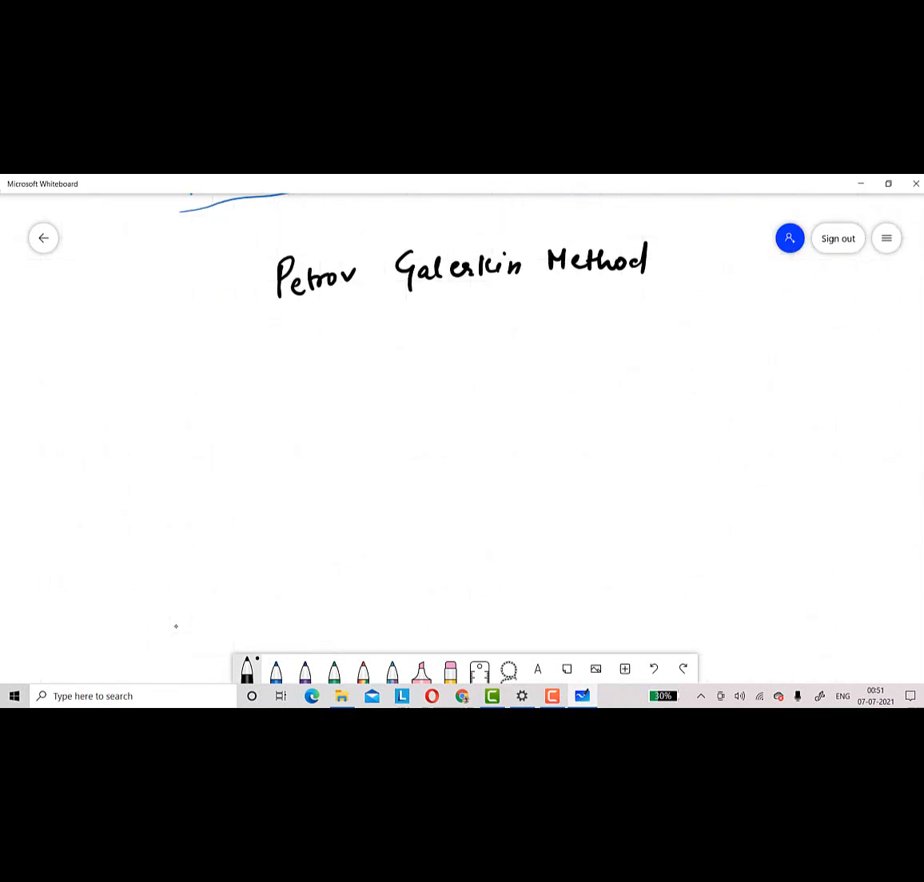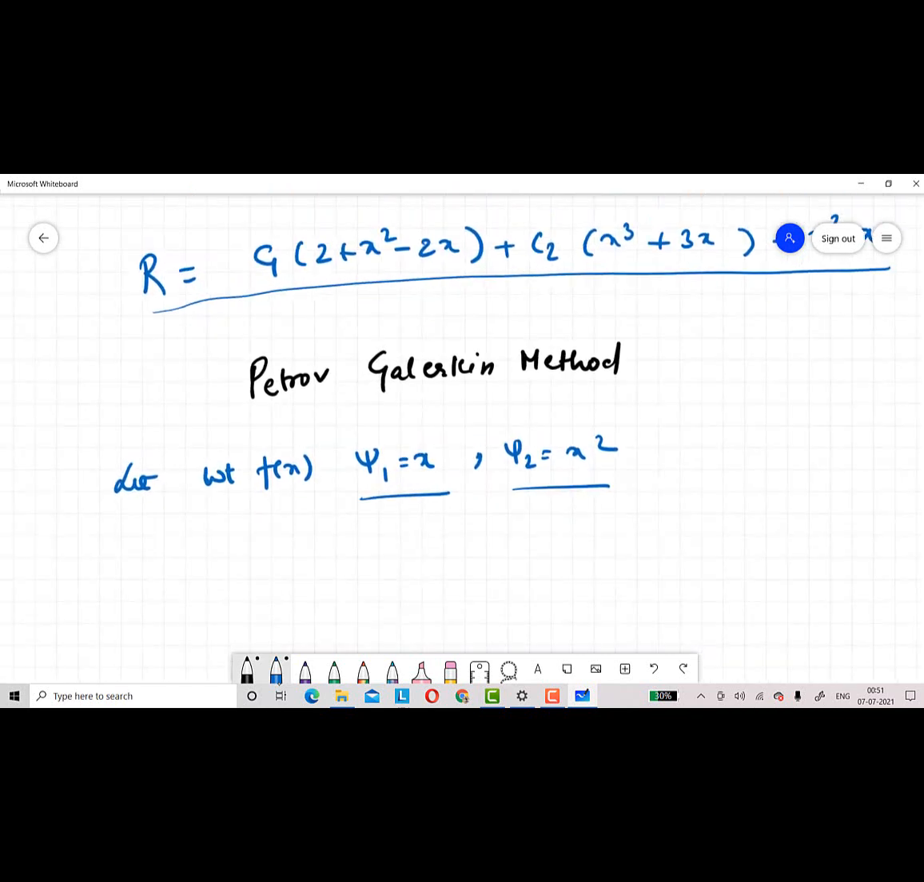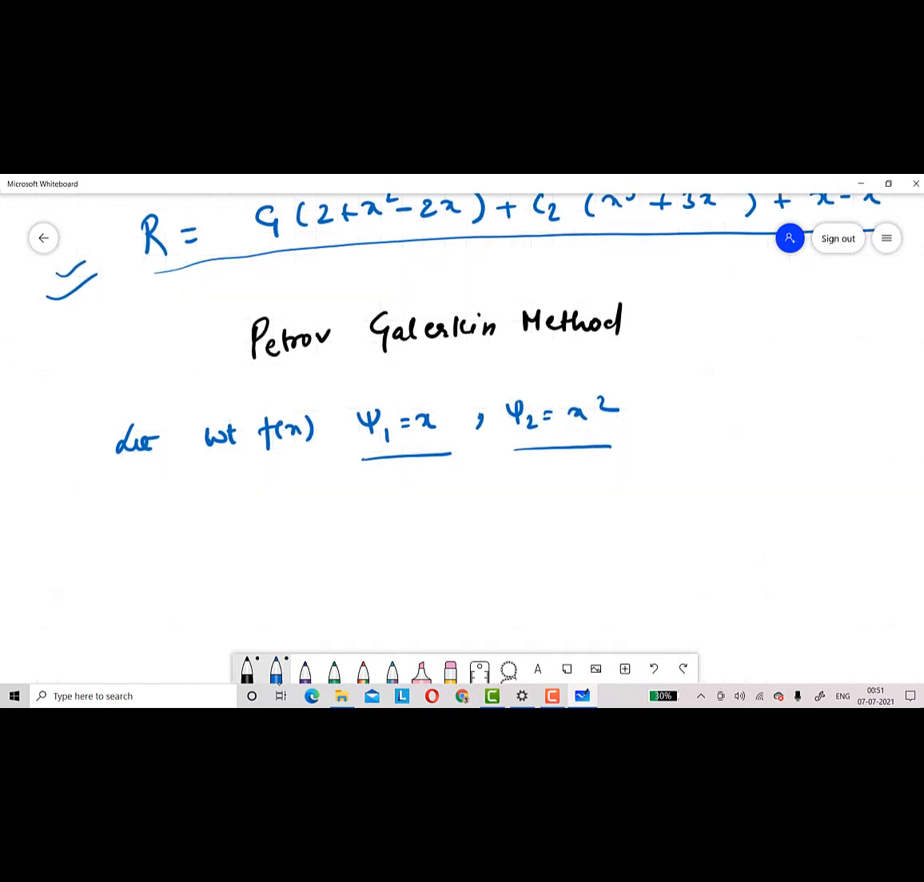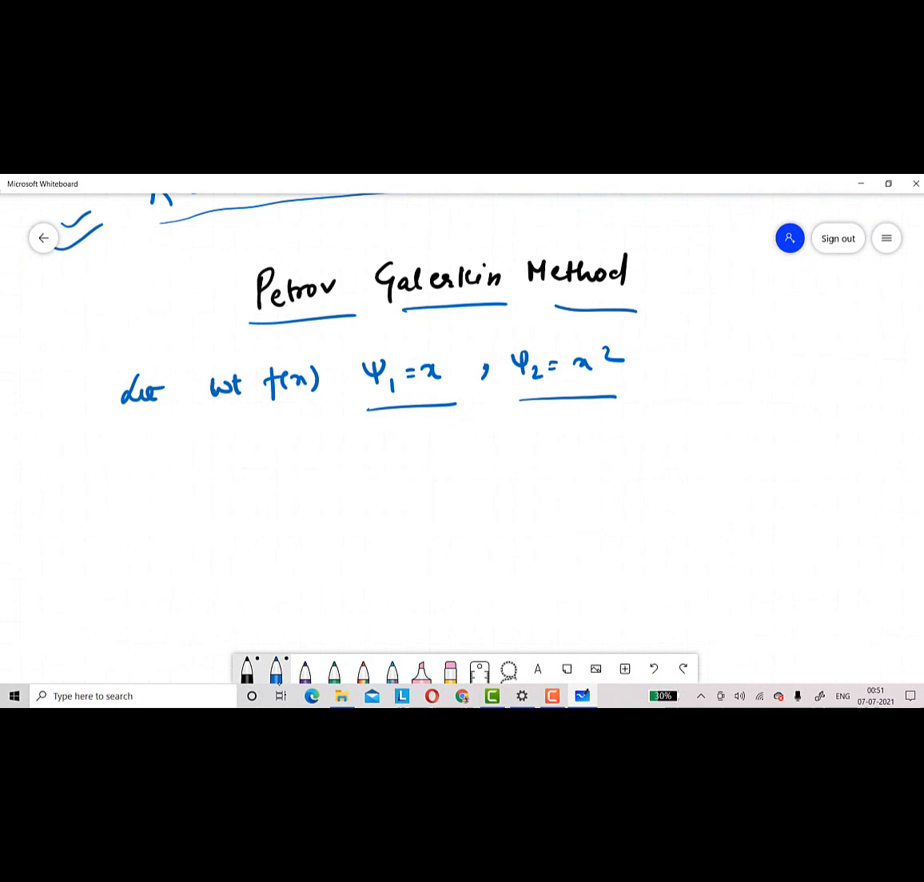Okay, so we know that in this, let the weight function be psi1 equals x and psi2 equals x square. So what we did here, we took the weight function as x and x square. Again, we already did this before with phi1 and phi2 for calculation of the residue. But for the Petrov-Galerkin method, we will again take the weight function as psi1 = x and psi2 = x square.